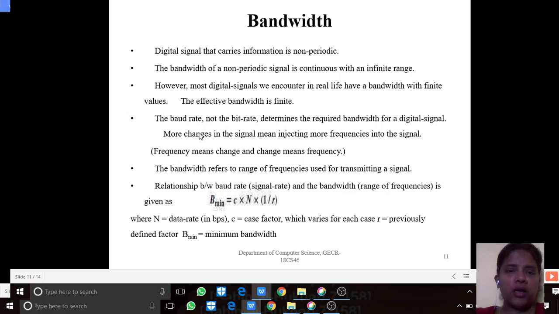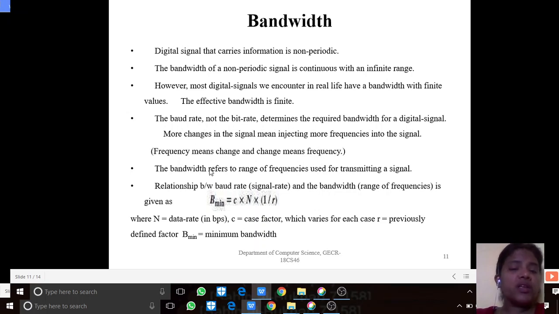The baud rate, not the bit rate, determines the required bandwidth. Bit rate is the data rate. Baud rate is the signal rate. So the baud rate determines the bandwidth for the digital signal. More changes in the signal means injecting more frequencies into the signal. That means you are changing the bandwidth. Frequency means change, and change means frequency. You can take these as synonyms.